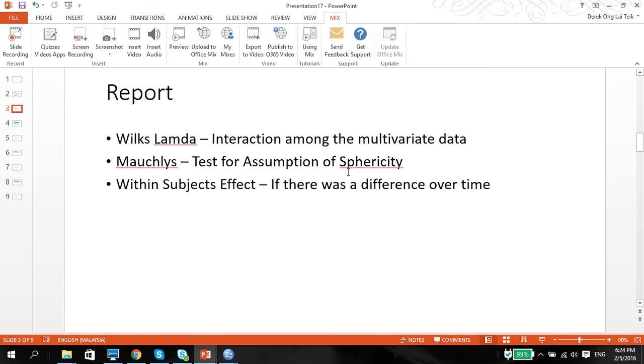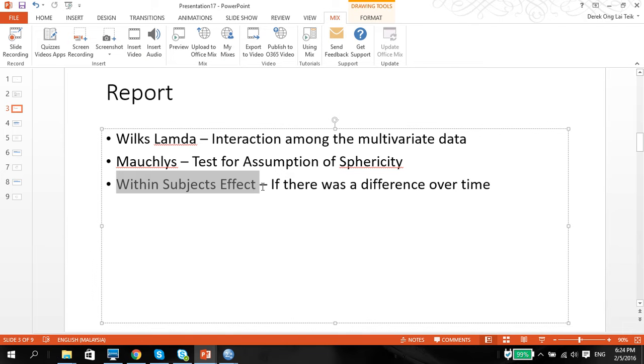test or a different valid measure to say whether they are different or not. Okay, so some here that I'm going to use is of course the Huynh-Feldt, but we'll look later. And finally, of course, is the within-subjects effect, whether there was a difference over time. So this is the main thing that we want to look at.